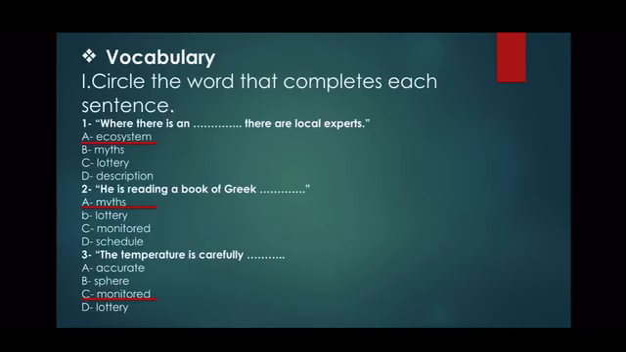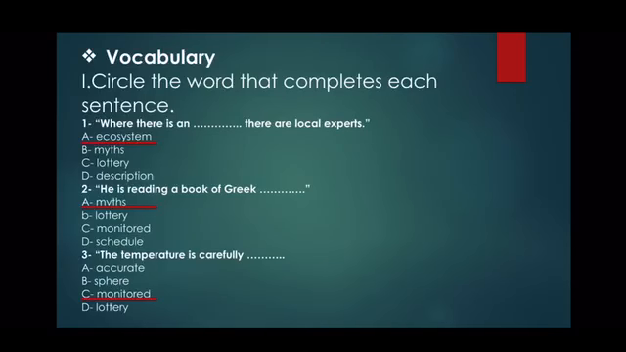The first one: Where there is an, there are local experts. So the answer is ecosystem. Where there is an ecosystem, there are local experts. He's reading a book of a Greek, I can't say schedule. It is totally wrong. I can't say a book of a Greek monitored. It's also incorrect. A book of a Greek lottery? No. So he's reading a book of a Greek math.